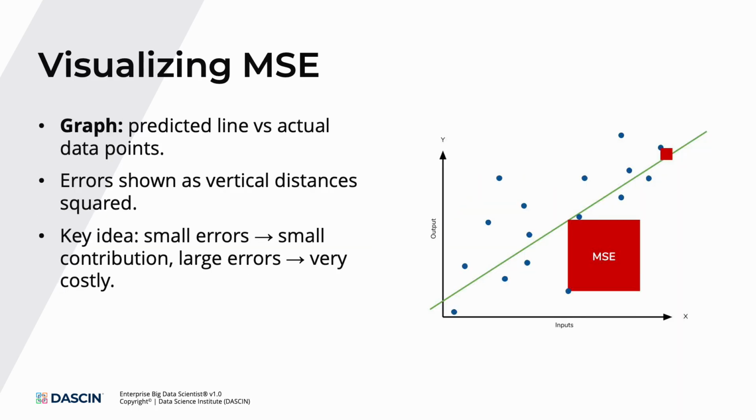Let's visualize the mean squared error. Imagine a regression line trying to predict house prices. The vertical distance between each actual point and the predicted line represents the error. By squaring these distances, large deviations stand out more. This encourages the model to fit closer to all data points, minimizing big mistakes.